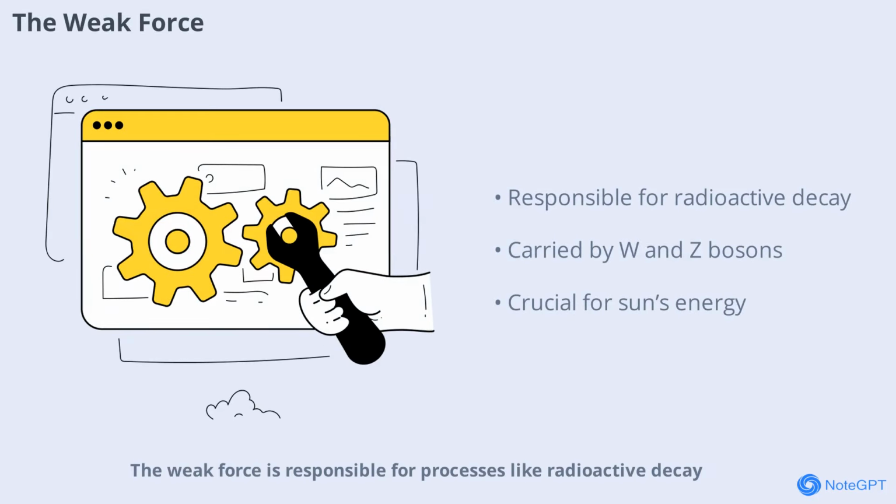The weak force is responsible for processes like radioactive decay. It's carried by the W and Z bosons, which are much heavier than other force carriers. The weak force plays a crucial role in the sun's energy production and in the transformation of particles. Although it's weaker than the strong force and electromagnetism, it's essential for the universe's evolution.